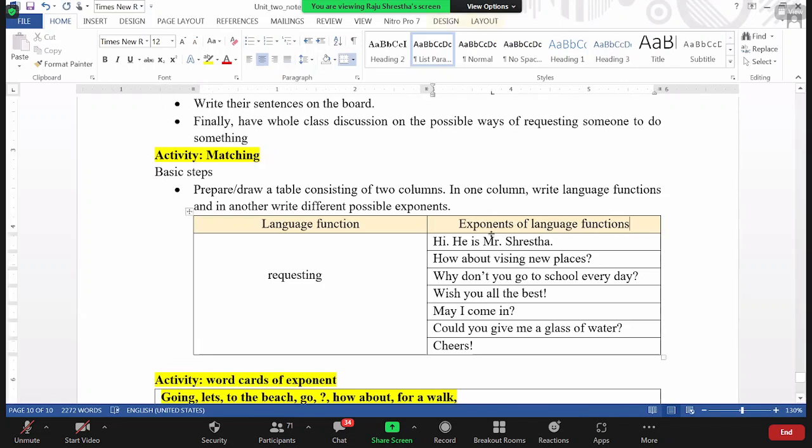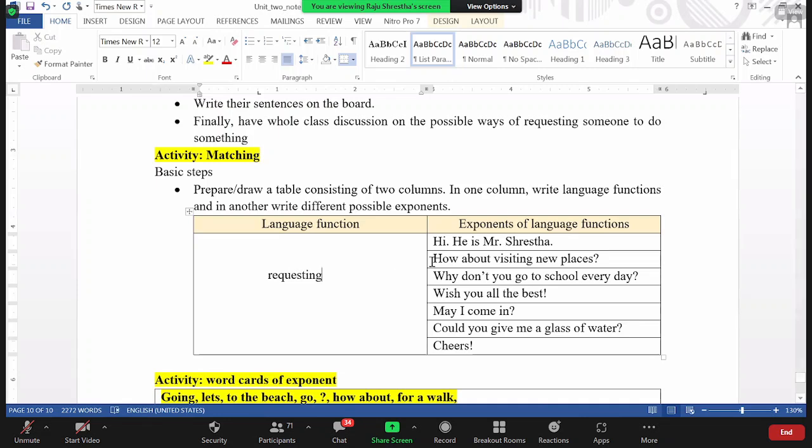Hi, here is Mr. Shrestha. How about visiting new places? Why don't you go to school every day? Wish you all the best. May I come in? Could you give me a glass of water? Cheers. Now, which one is requesting? They select from this table.